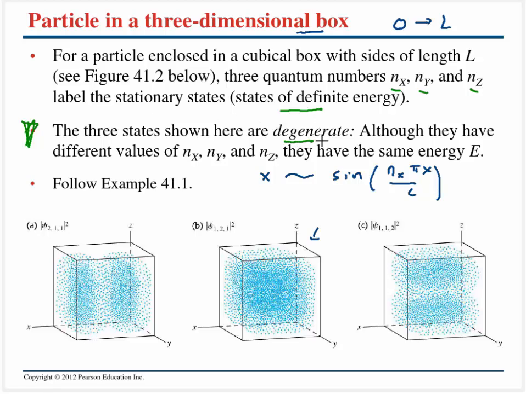And what I mean by that is that they can have different values of nx, ny, and nz, but they will have the same energy. Now, an example of that is if we were to look at, say, nx being equal to 2, ny being equal to 1, and nz being equal to 1, then we're going to get some wave function, and it's going to look like this.